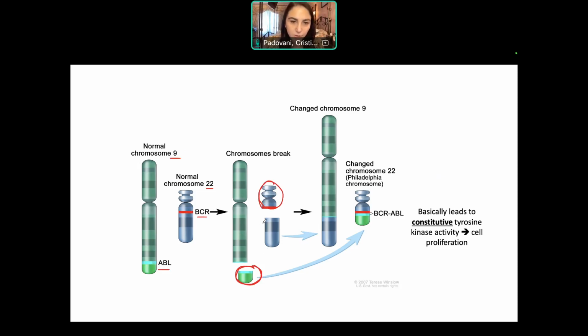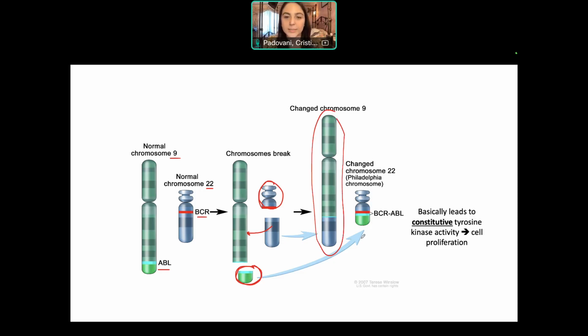So these two portions are going to fuse. And then the other unused portions, I'll say of 22 and 9, are also going to fuse. We don't really care about that. So here's the chromosome 9 that's new. It has this random part of chromosome 22 on it.